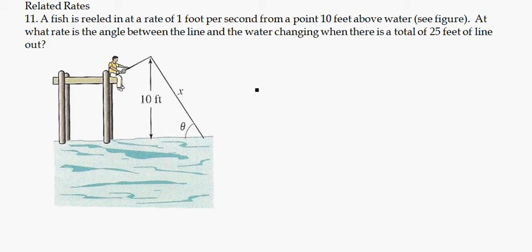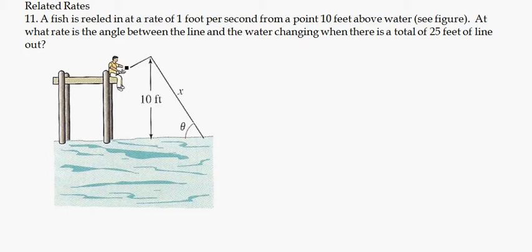Okay, we're going to look at a related rates problem involving a trig expression. We have a fish that is reeled in at a rate of 1 foot per second from a point 10 feet above the water. So notice that's telling us that since this is the fishing pole and this is the line, x is changing at a rate of change of 1 foot per second.